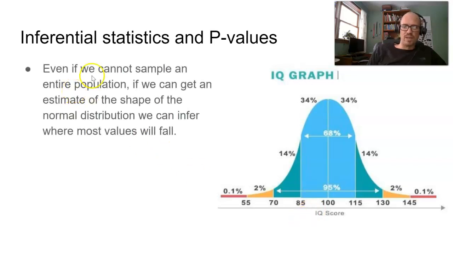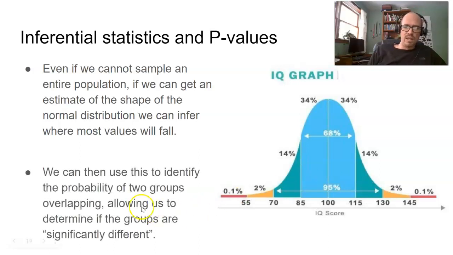The powerful thing about this is even if we cannot sample an entire population, if we can get an estimate of the shape of the normal distribution, we can infer where most values will fall, even values we have not measured. So that is the power of inferential statistics. And we can then use that to identify the probability that two groups are overlapping or different. And if they are different, are they significantly different? And that has a very unique connotation when it comes to inferential statistics.